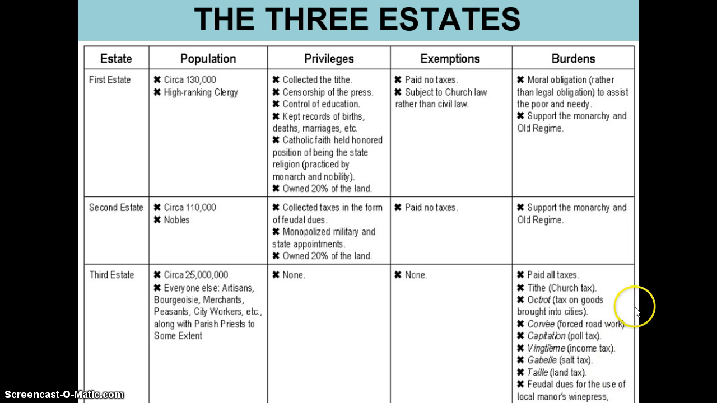And so we see this sharp division between the classes in French society at the time in the 1700s, and we see that the majority of the population, some 25 million people, had no privileges, had all of the tax burdens, and were exempt from nothing.